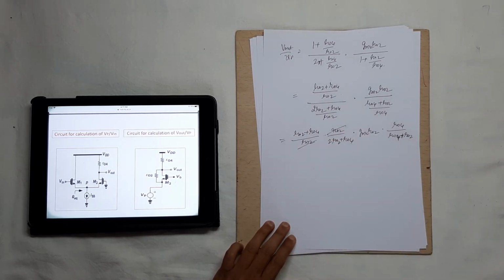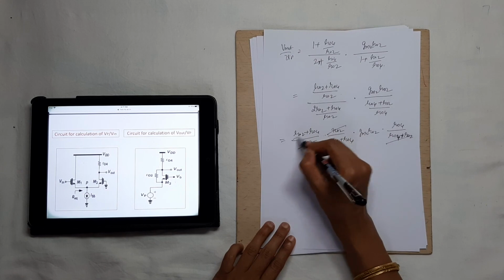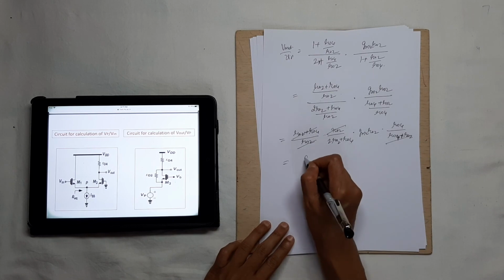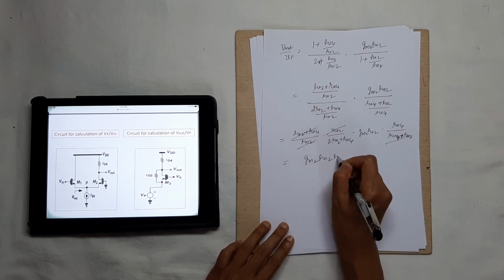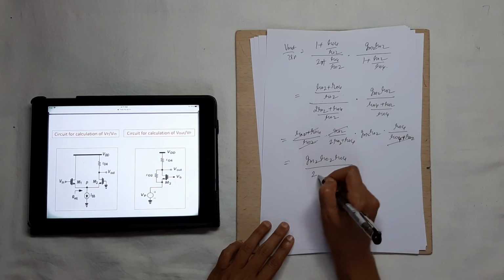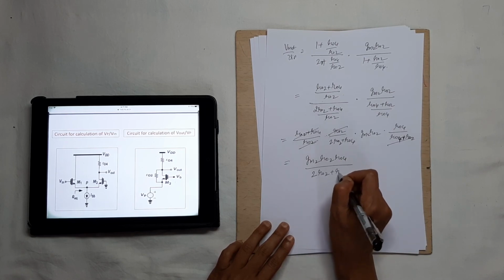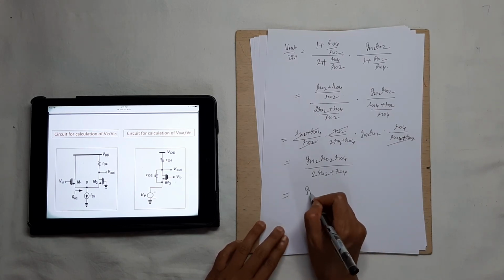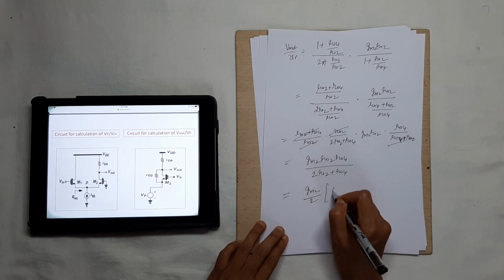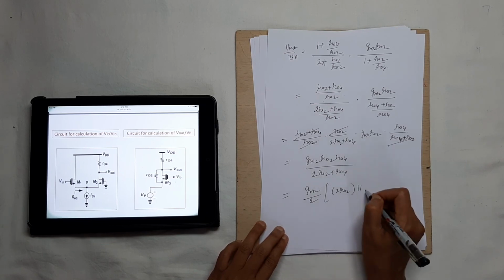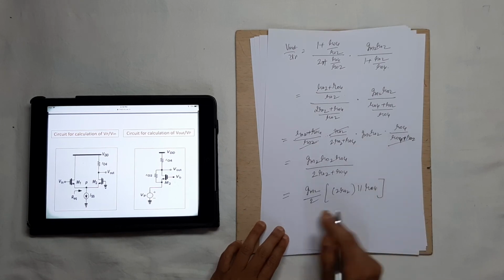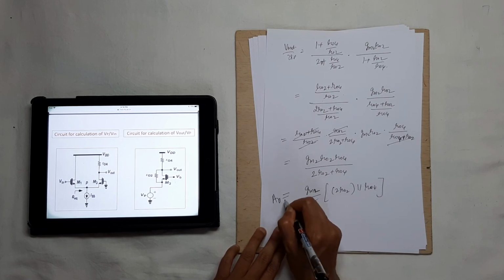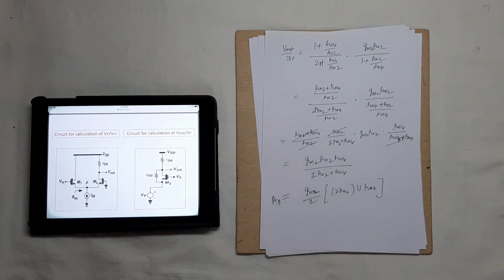Now this RO2 will cancel out, and RO4 plus RO2 also cancels. What is left out now? Gm2 RO2 RO4 divided by 2 times (RO2 plus RO4). When you simplify this, you will get Gm2 by 2 in bracket 2 RO2 parallel with RO4. You simplify this expression, you will arrive at this particular expression. So this is the voltage gain AV of the circuit. That's all. Thank you.